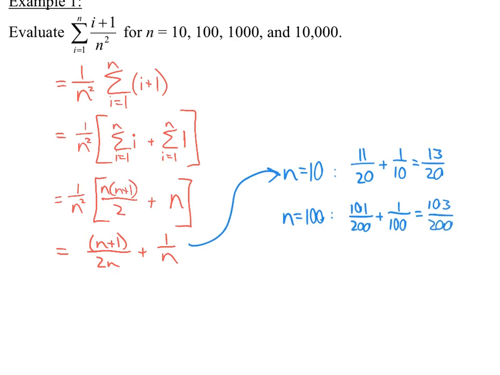And so on. I think you guys get the idea. But by simplifying it first, it makes evaluating for different values of n much simpler. Okay? All right.